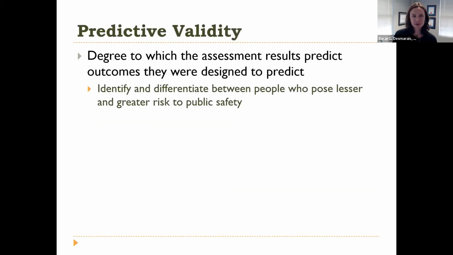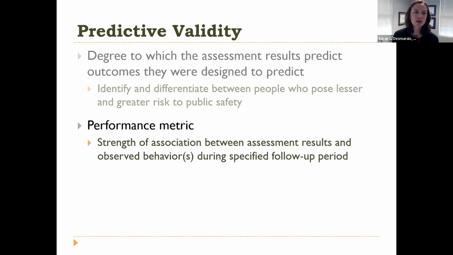So the first one is predictive validity. And frankly, I'm a little stumped by the narrative in the media around this. Predictive validity is the degree to which the assessment results predict the outcomes they were designed to predict. So here, essentially, are they able to differentiate between people who pose lesser or greater risk of violence to others, or public safety, suicide, whatever the outcome of concern? The performance metric that we usually look at in these studies is the strength of association. So it's a statistical measure of the assessment results and the observed behavior during whatever the follow-up period is. For the pretrial period, for example, that follow-up period would be until the person's case is disposed. If we're looking at reconviction or recidivism, or violence risk, it might be a different period of time. But essentially, we want to know, does this assessment result actually relate to what the person did in the real world?